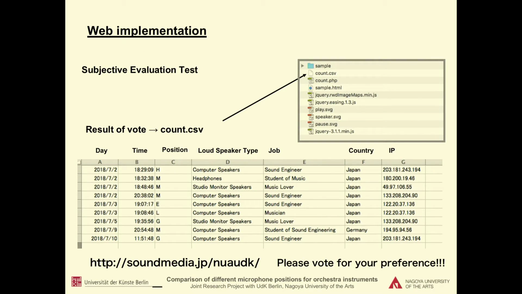So this is a sample of the photo result, and this is by program of our website. CSV files output date, time, position, and the loudspeaker type, job, country, and the IP address.